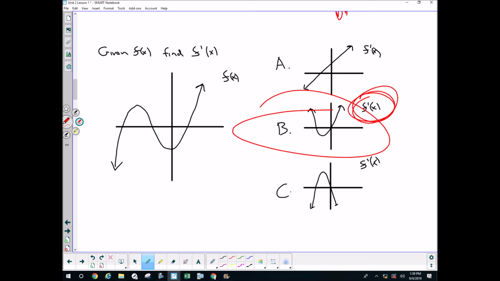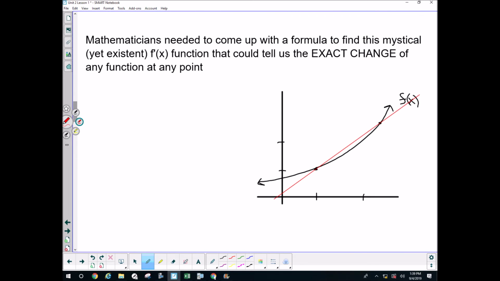Mathematicians said, okay, this tangent slope generating function exists. How can I find the equation for it? Well, they developed a mysterious magical formula for finding the tangent slope to any function at any point, and this will produce our tangent slope expression. It's not going to make any sense to you, but you will need to understand where it comes from and its translation. They said take any function.